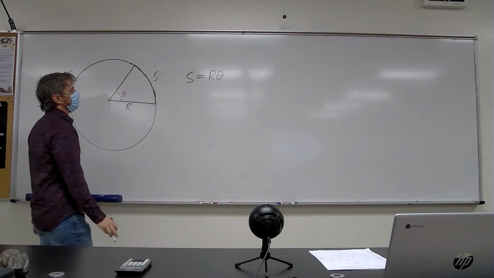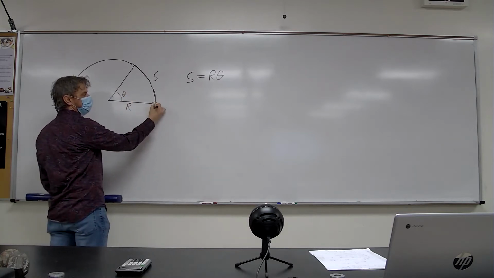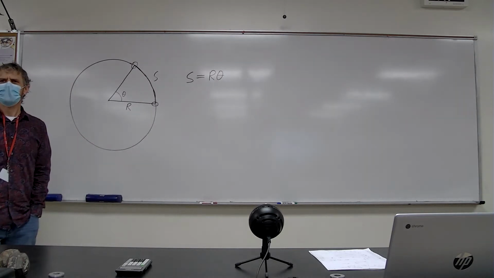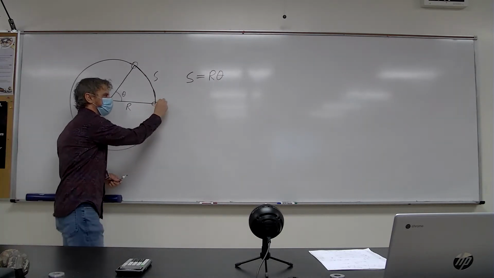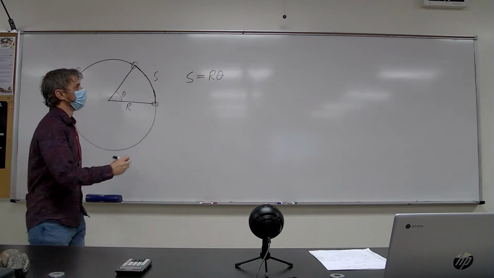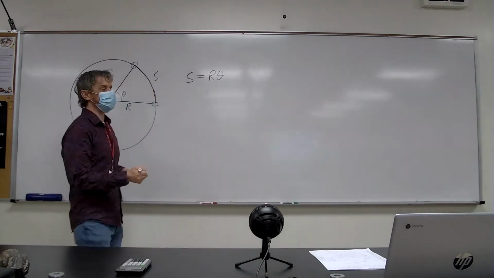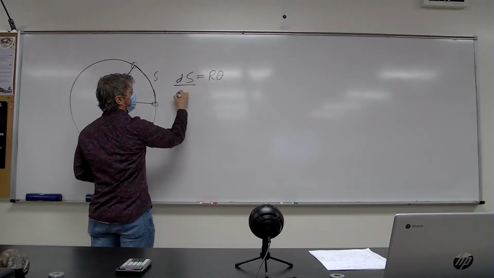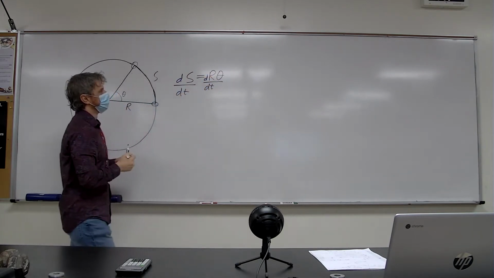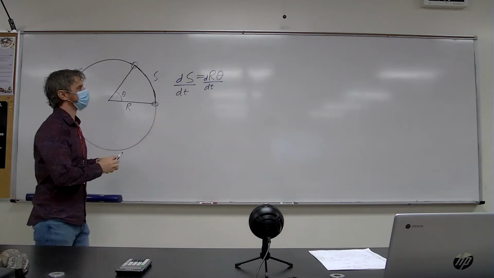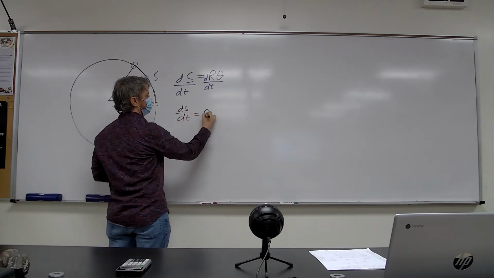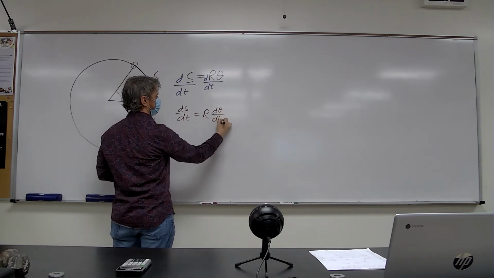Now, what if we have an object that goes from this location to that location in a certain amount of time? Or really, what if that object travels an infinitesimally small little arc length in an infinitesimally small amount of time? Then I can actually do the derivative of both sides with respect to time. The r is going to be a constant, right? So I'd say that ds dt is going to be r times d theta dt.